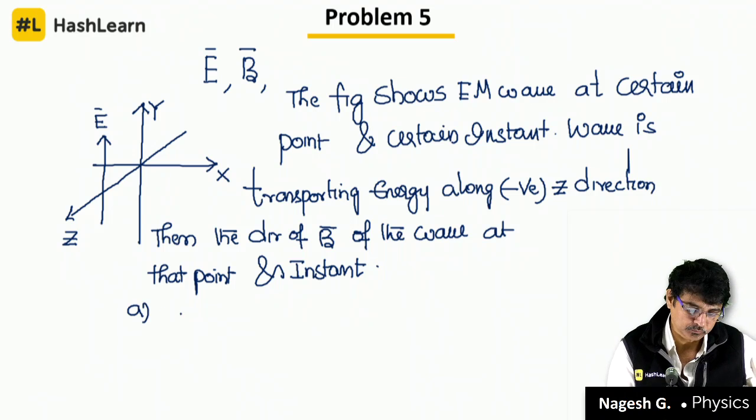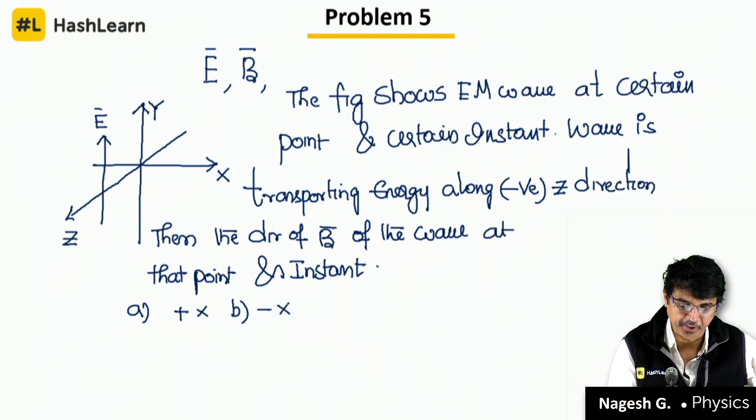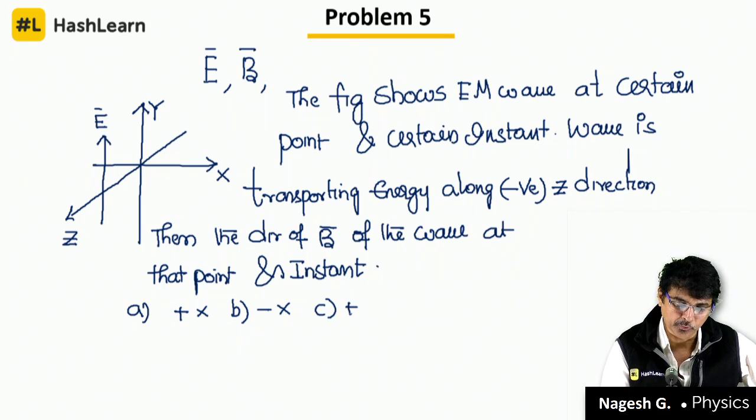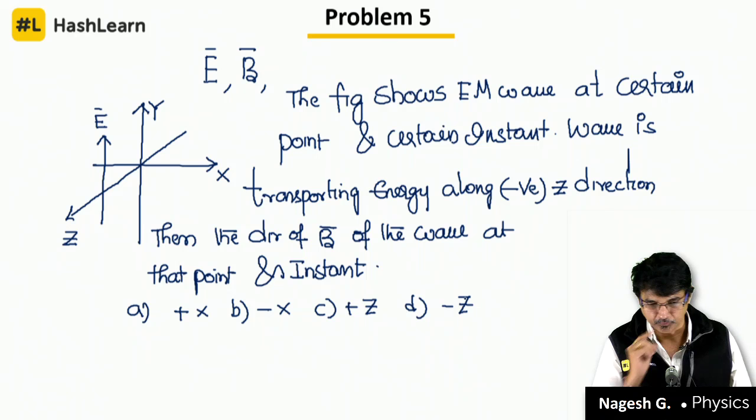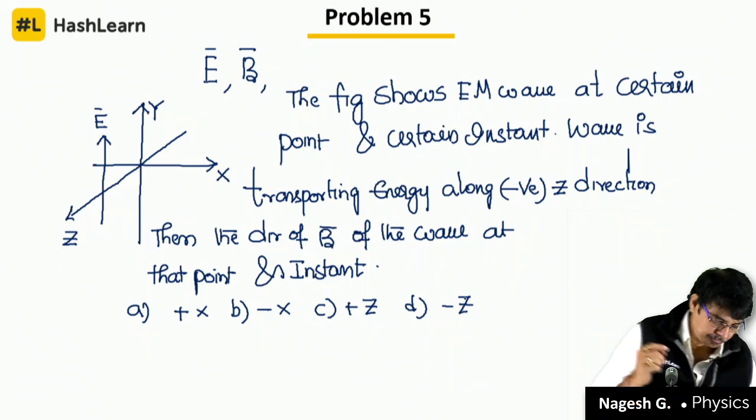Option A, towards positive x-axis, option B, towards negative x-axis, option C, towards plus z direction, option D, towards minus z direction. Now your time starts.